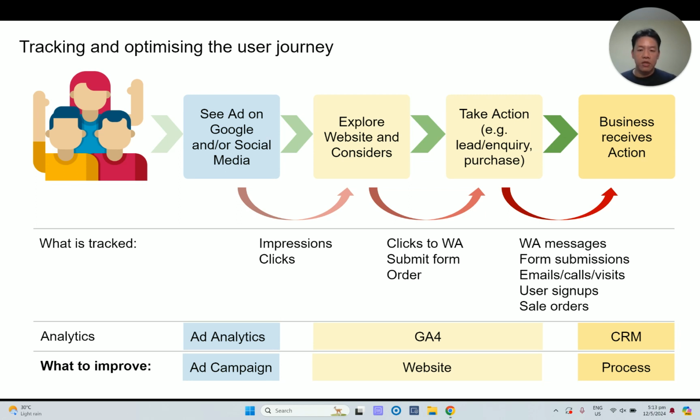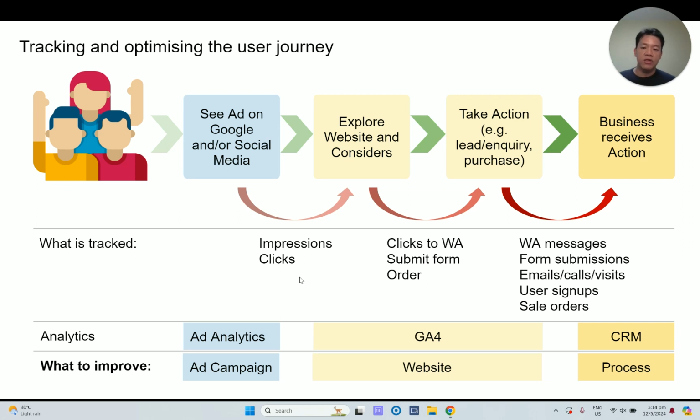So the two most important things that we look at whenever we are running an ad campaign is to see the impressions and clicks that are being tracked, right? Obviously, the more impressions that you are able to generate with your ads, that means more people are exposed to your ad campaigns. And the other thing that we are looking at as well is the number of clicks, because it wouldn't make sense if you have a lot of impressions but have very little clicks.